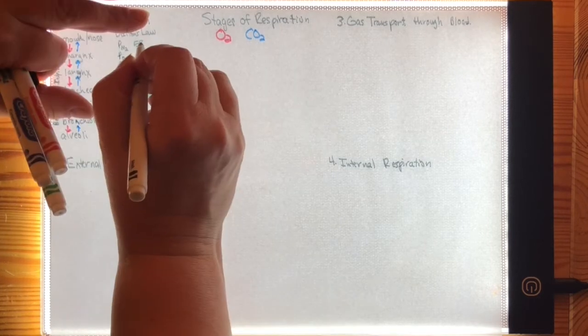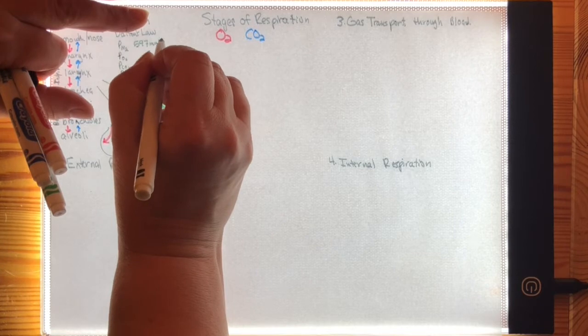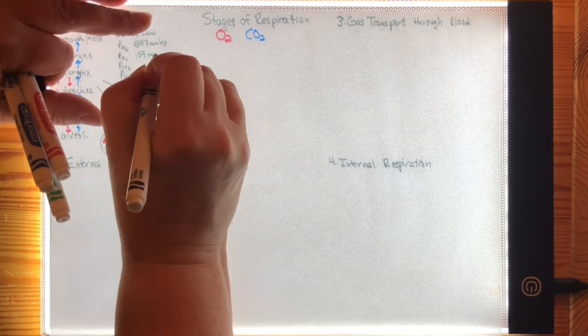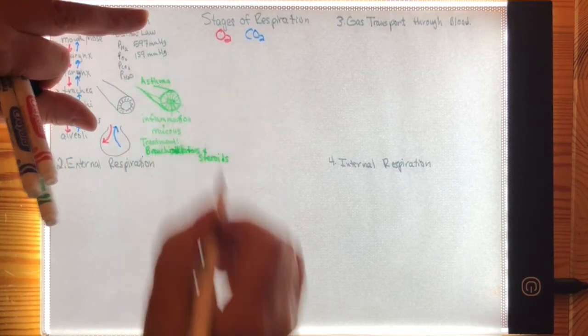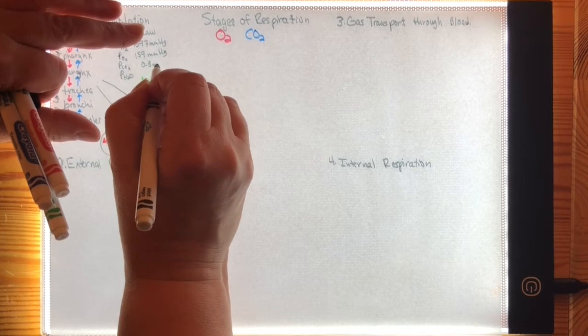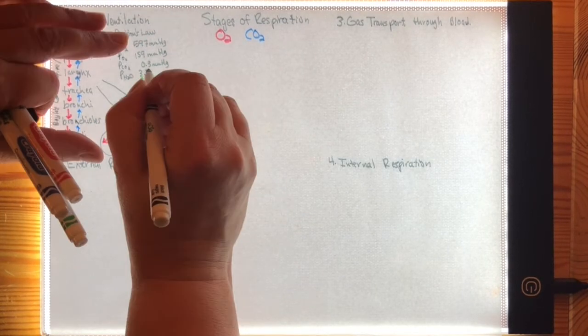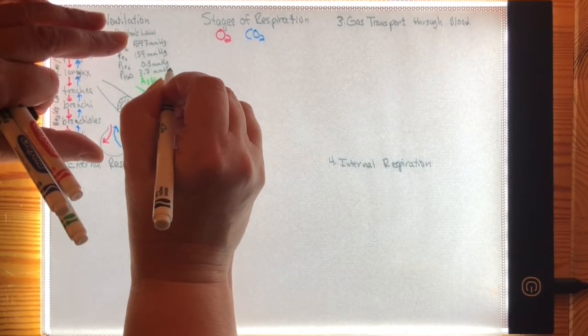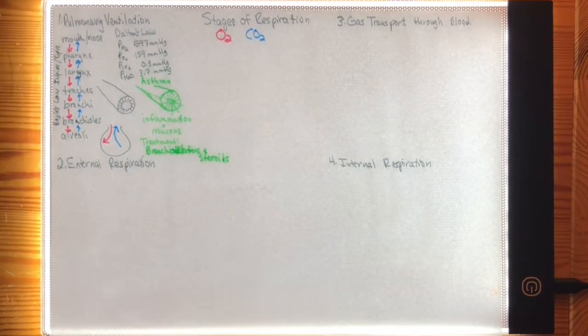So the main gas in our atmosphere is nitrogen. The partial pressure of nitrogen is 597 millimeters of mercury. Then next up is oxygen. The partial pressure of oxygen in the atmosphere is 159 millimeters of mercury. The partial pressure of carbon dioxide is quite small at 0.3 millimeters of mercury, and then the partial pressure of water is 3.7 millimeters of mercury.